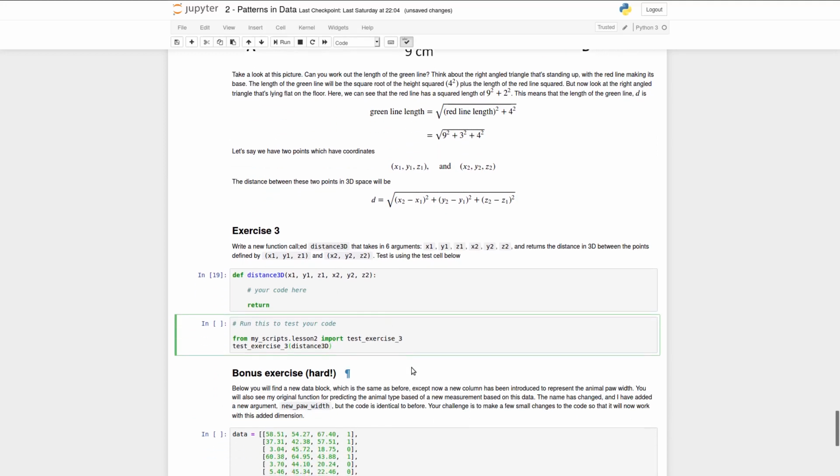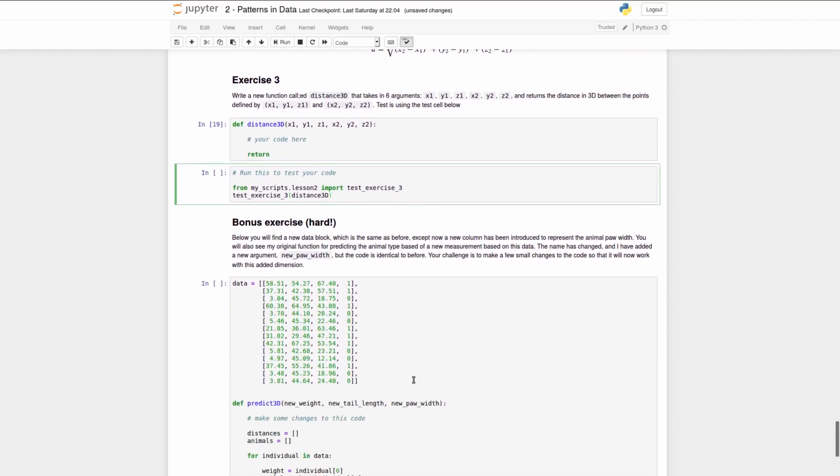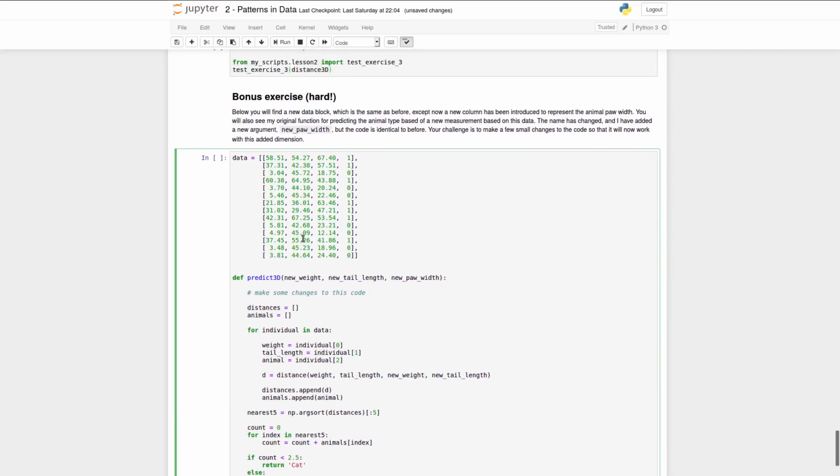Okay, so as a bonus exercise, and now this one is not going to be easy, what I've got here is I've basically copy and pasted my function from before. So now, given a new weight, a new tail length, and a new paw width, we want to predict whether it's a dog or cat. And as before, we've got this data block, except now we've got the weight, tail length, and paw width, and then we've got whether it's a dog or a cat. I've just changed the name here to predict 3D and added paw width into the argument here. But other than that, it's all the same.